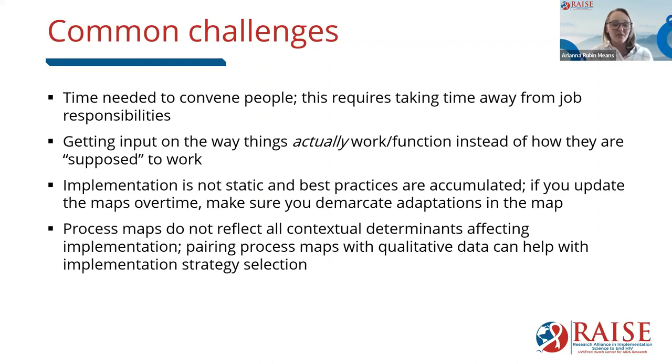Implementation's not static. So if you're updating these maps over time, you want to make sure that you demarcate, record those adaptations to whatever degree you can. That's particularly helpful if personnel evolve or if there's lost institutional memory in the future. And then last, process maps just can't reflect all the contextual determinants that affect implementation. So pairing process maps with qualitative data can really help paint a fuller picture of the context. So that's a bit about how to build process maps.